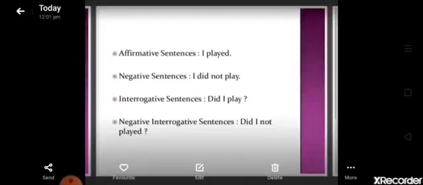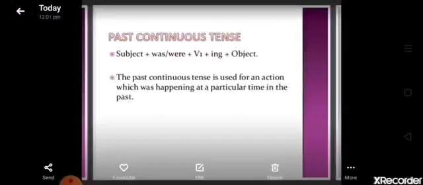Now let's have a look at past continuous tense. In past continuous tense, we are using was or were with verb plus ing plus object. The past continuous tense is used for an action which was happening at a particular time in the past. Was is used with singular and were is used with plural.